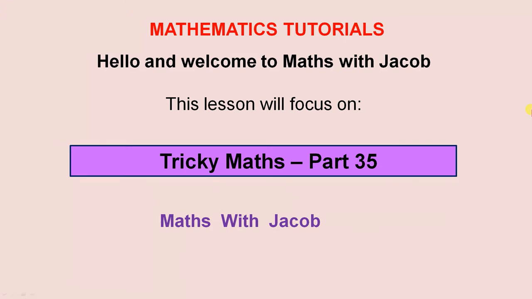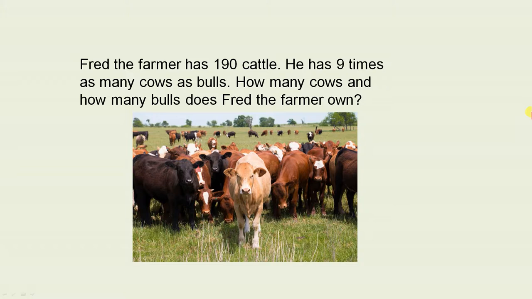This lesson will focus on Tricky Maths Part 35. Fred the farmer has 190 cattle. He has 9 times as many cows as bulls. How many cows and how many bulls does Fred the farmer own?